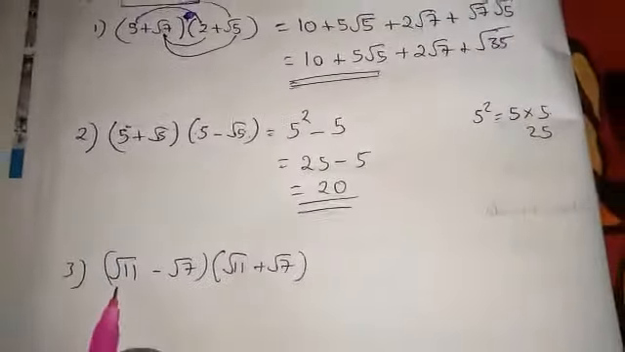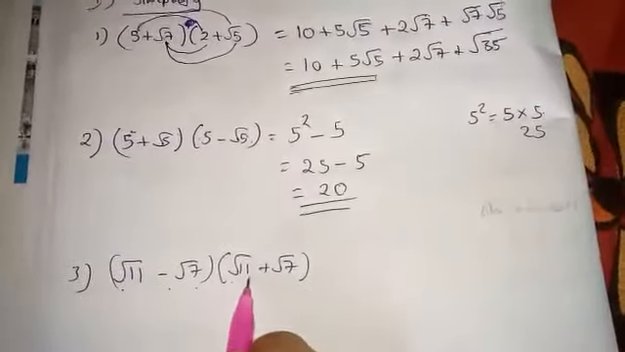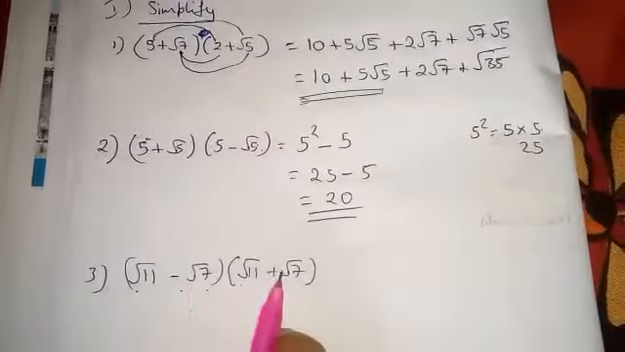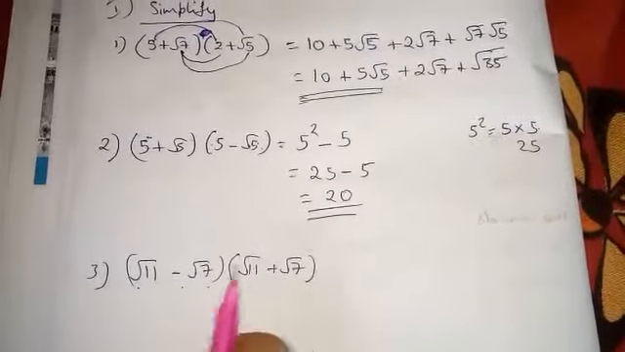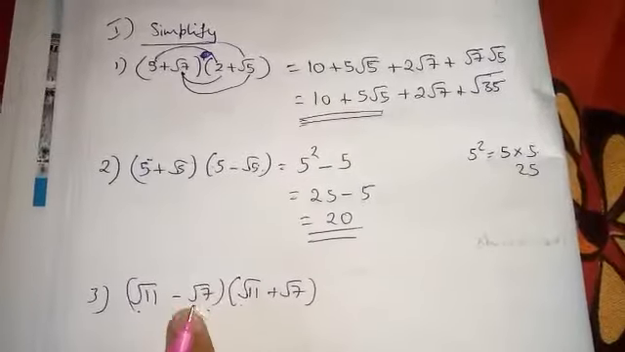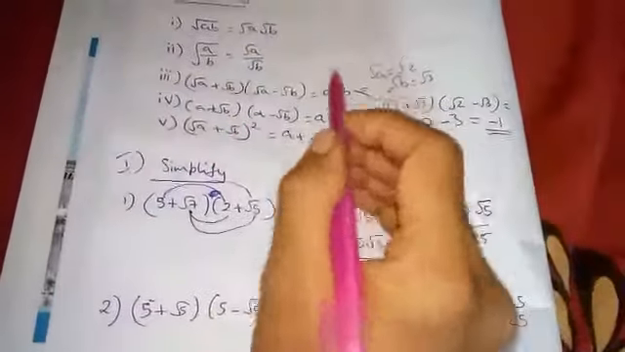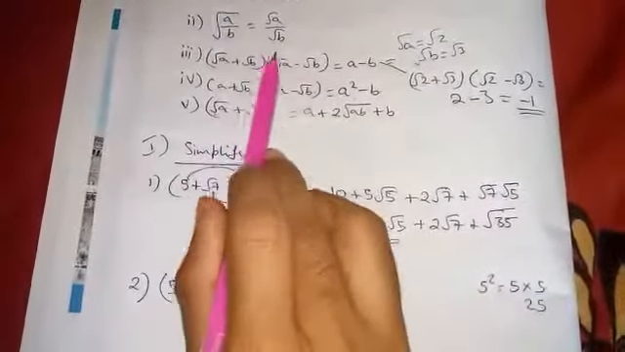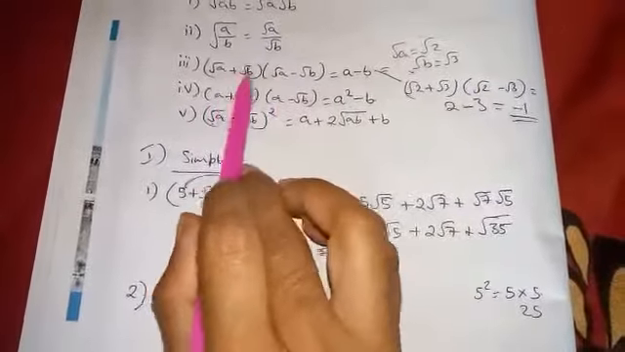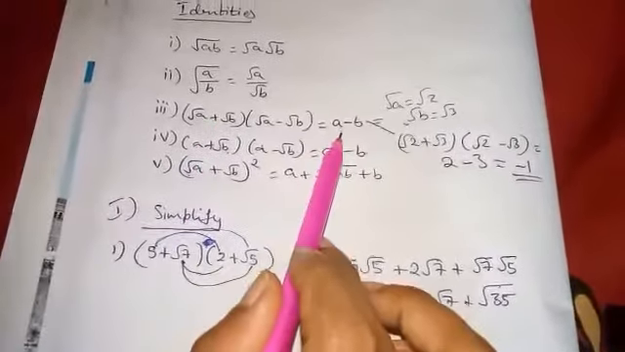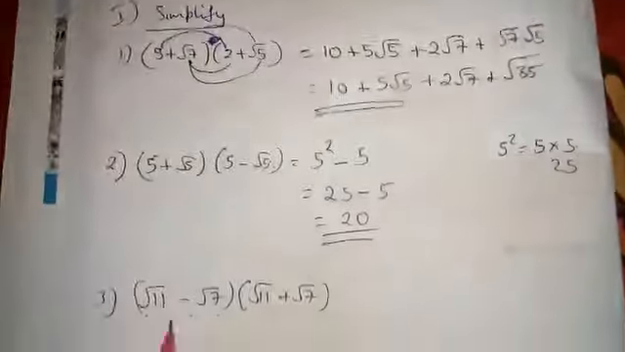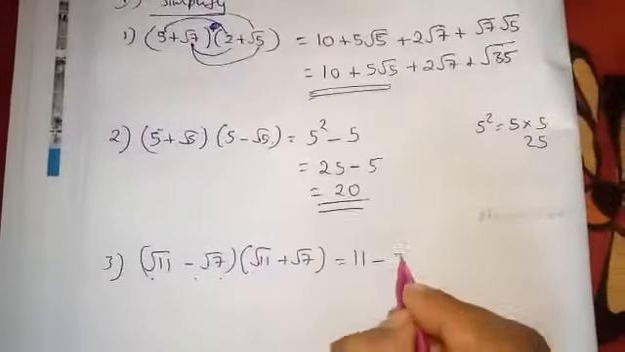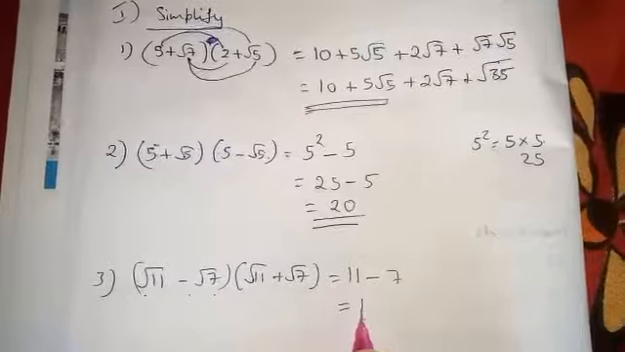Next question, root 11 minus root 7 into root 11 plus root 7. See, this and this same, this and this same. Only the difference is the signs are changed, plus and minus. So we have one identity. Which is that identity? See this identity, right? Only the signs are changed, plus and minus. So what should be the answer? A minus b. So what will be a here? 11 is a and b is 7. So 11 minus 7, 4.